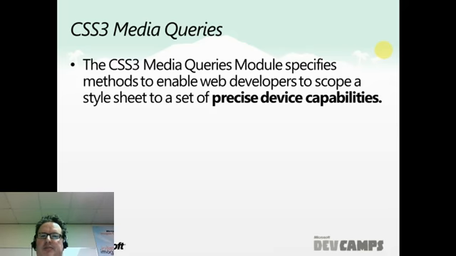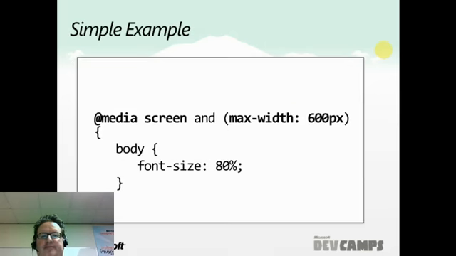It specifies methods to enable web developers to scope a style sheet to a set of precise device capabilities. So what this basically means is that we can query the device that's pulling a page from our website and say, what are the characteristics, what are the capabilities you have, and then we can go ahead and style our content based on that. And the way we do that is simply this.